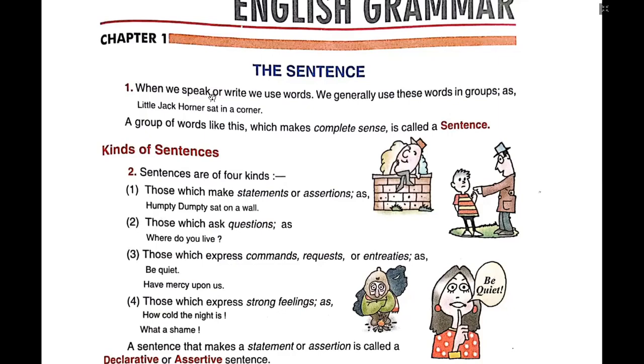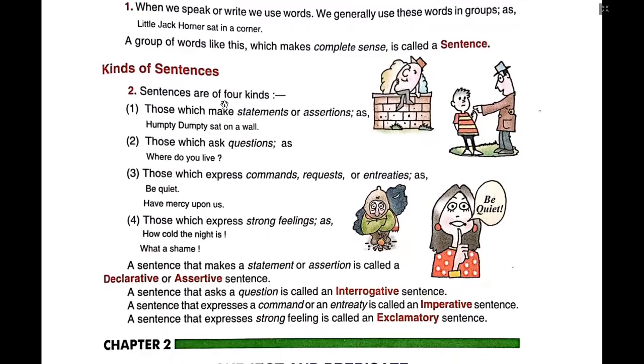Now we are going to learn their names also. A sentence that makes a statement or assertion is called a declarative or assertive sentence. Something in the sentence is declared. You are not asked anything, or given any sort of command, or any expression, but just something has been declared. That is called a declarative or assertive sentence.